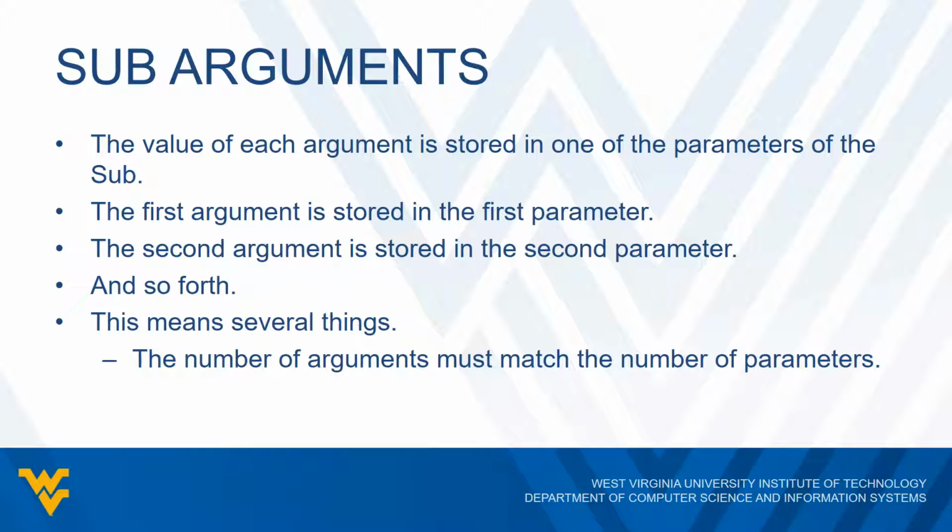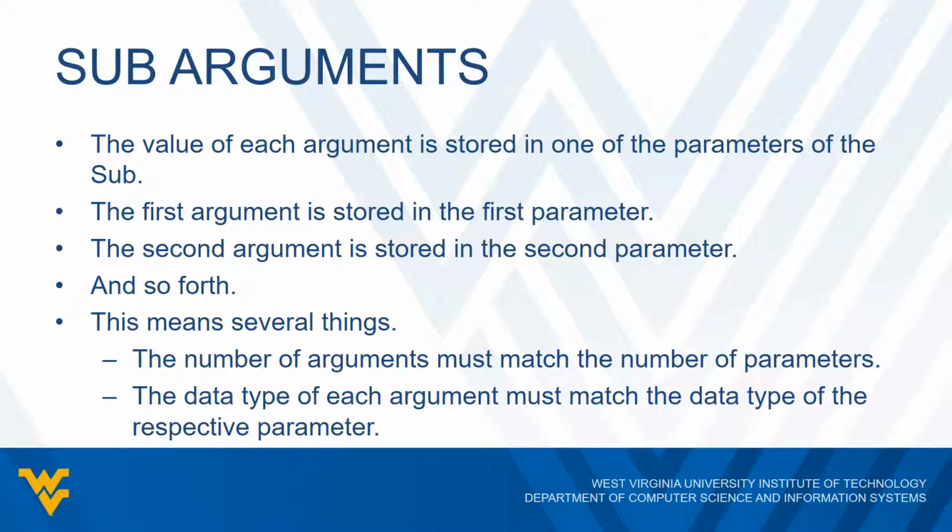I'm going to get some type of exception or error when I try to run it. So the number of arguments must match the number of parameters. The other thing that's important is that the data types of the respective arguments and parameters must match. For example, if my first parameter is an integer, my first argument in the sub call better be an integer. If it's a string, that's not going to work. I'm going to get an exception.